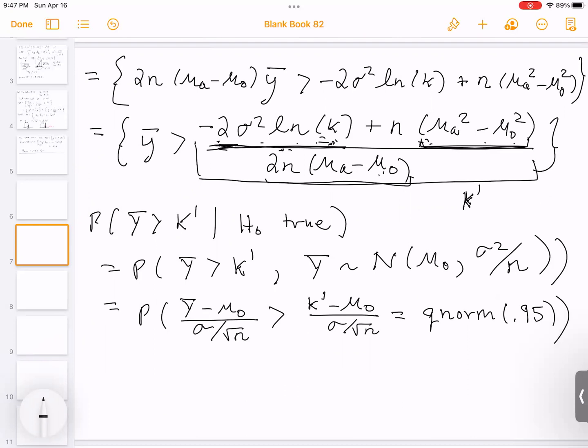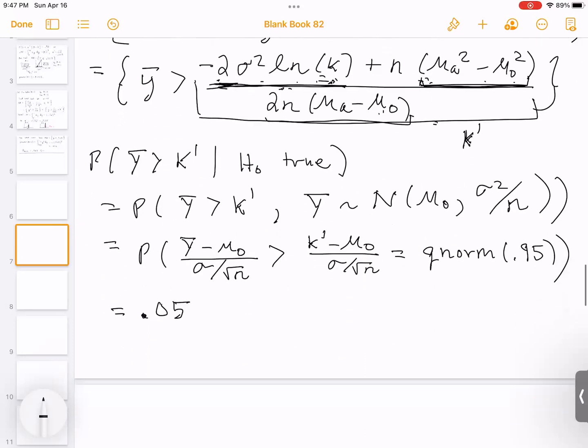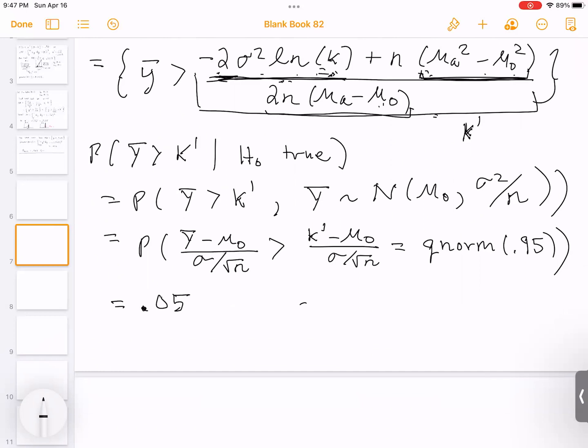And we have our test, basically. This is it. But we do have to go back and address this step, I think, but we are here. So this is equal to the probability, so this is equal to 0.05. So set the right-hand side here equal to 0.05.